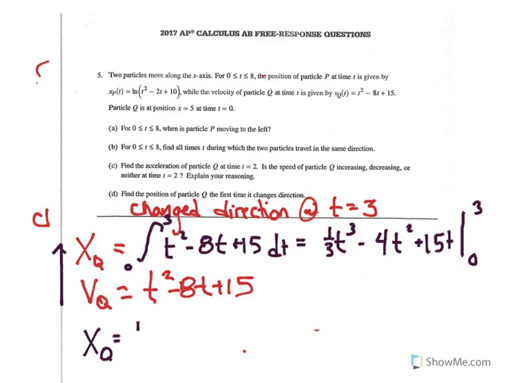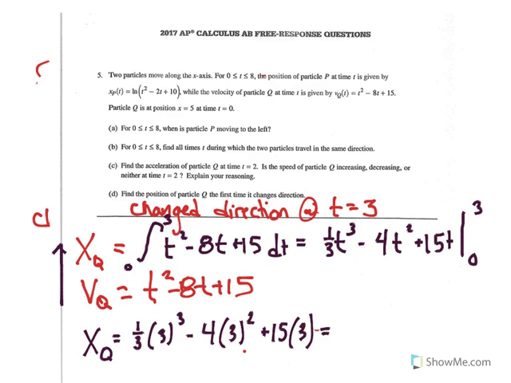equals 1/3 times 3 to the third, minus 4 times 3 squared, plus 15 times 3. You don't have to do any more math to find x of q than that. If you don't want to solve it out, you don't have to. But I'm going to solve out this displacement anyway.